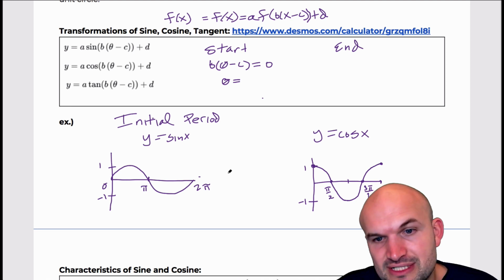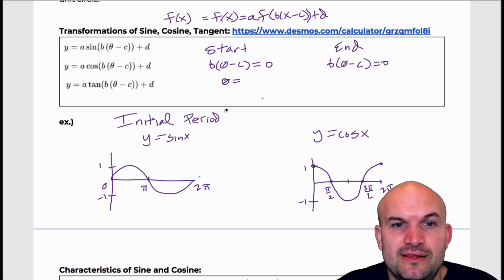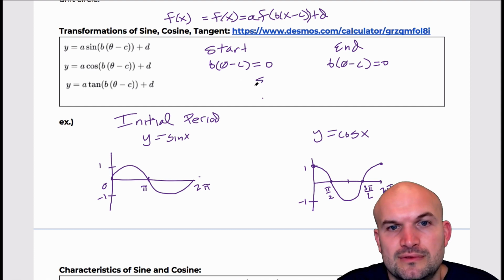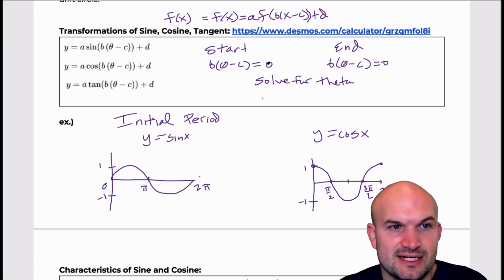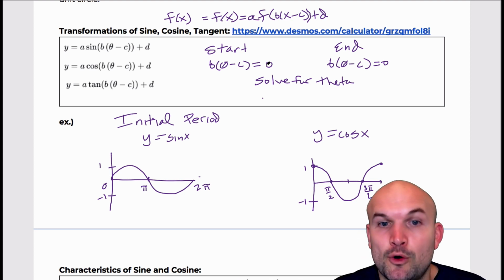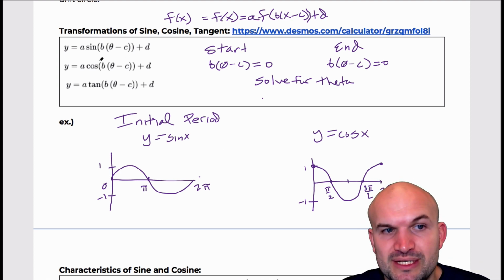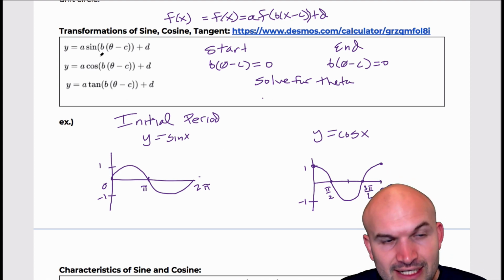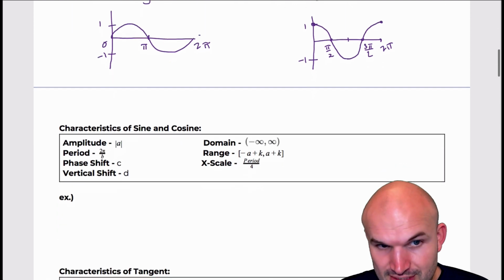And then to find the end, you can see that both of these functions end at 2 pi. So we'll set up the exact same equation, and instead of writing that out, I'm just going to say solve for theta. Again, this is just going to tell you where the new start and end are. It doesn't tell you the shift up and down, or the stretch, the compression, or the reflection, but it is going to tell you where this graph is being shifted. That's helpful because looking at the graph isn't always an easy way to identify the horizontal shift. Now the tangent graph is completely different, so I do want to cover that.